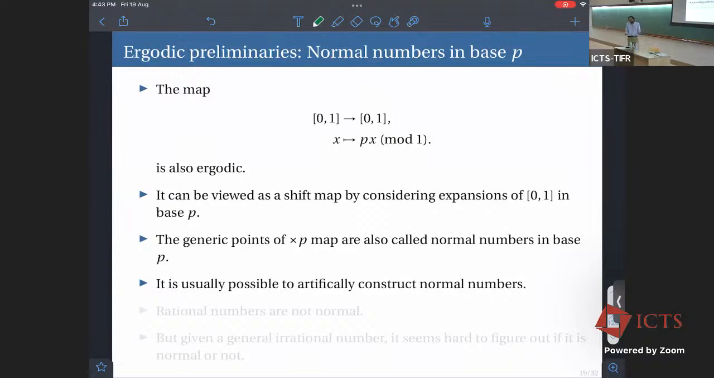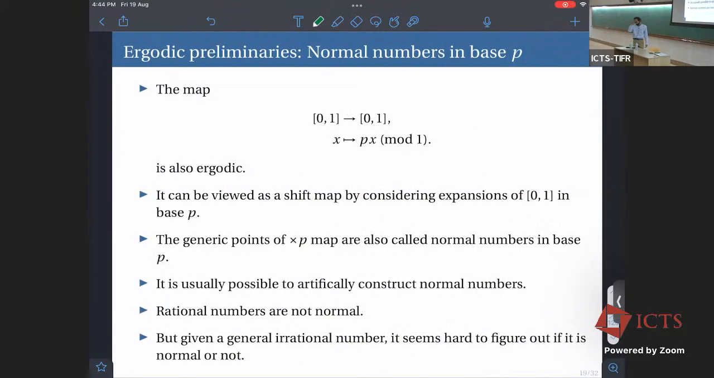So maybe it's possible to give artificial examples of normal numbers. And just as a side point, rational numbers will never be normal. But again, if I give you a specific irrational number, it seems hard to figure out if it's normal or not.